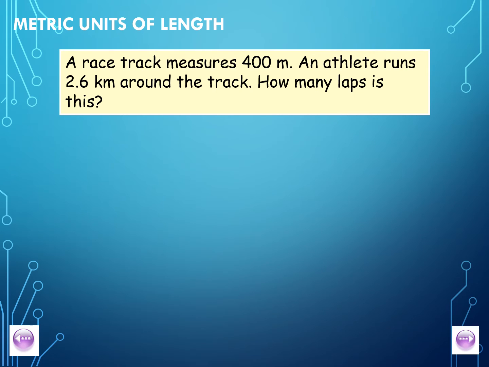With that knowledge in mind, let's now try to solve a word problem. A racetrack measures 400 meters. An athlete runs 2.6 kilometers around the track. How many laps is this?